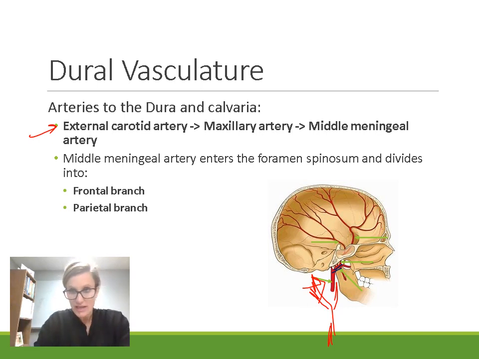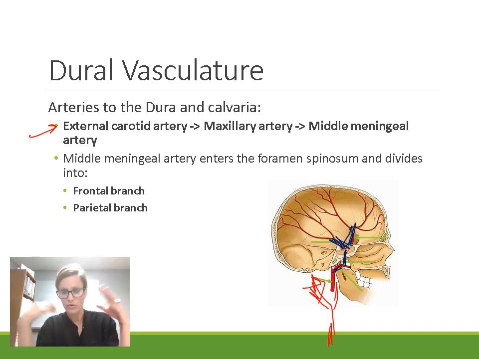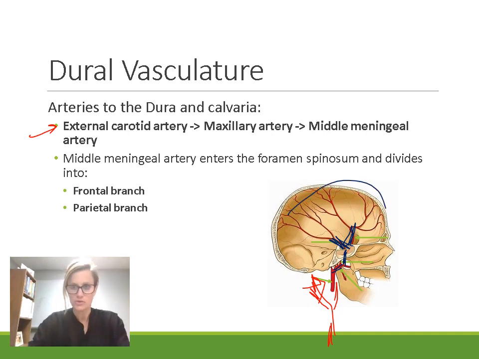The maxillary artery gives way to the middle meningeal artery, which is the third arrow, that's heading up. So the middle meningeal artery comes up like this. And then the middle meningeal artery is going to split into a frontal branch and a parietal branch. So the frontal branch you see right here, and then the parietal branch goes back towards the parietal bone, the parietal region. And then of course those continue to divide as they go out superficially.